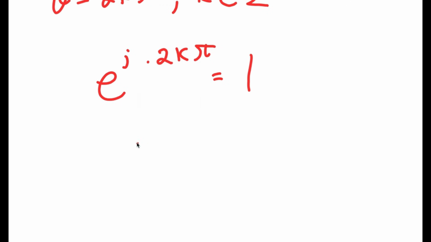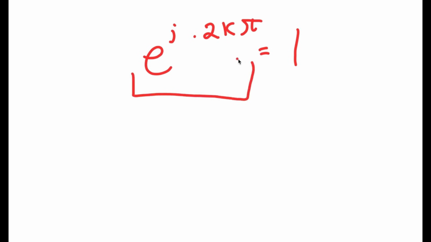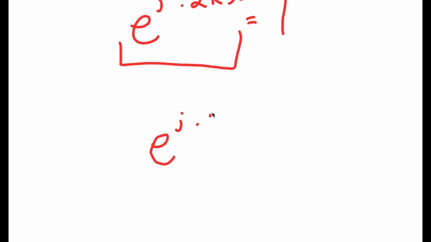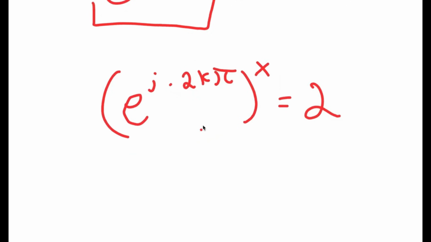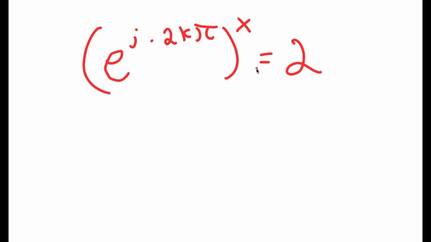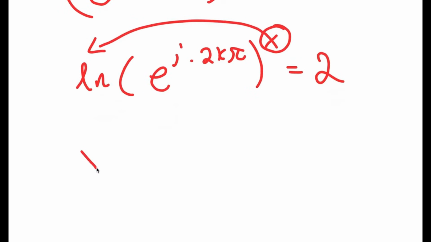Because this is equal to 1, we can remember our first equation, which we started with, 1 to the power of x equals 2, and we can substitute in this for 1, meaning I get e to the power of i times 2k pi, all to the power of x, is equal to 2. So just think of this as 1. So I have basically 1 to the power of x equals 2. And now with this, I'm going to take the ln or natural log on both sides. So I have ln of e to the power of i times 2k pi to the power of x is equal to 2. So I'm going to now bring this x down using the property of natural logarithms.